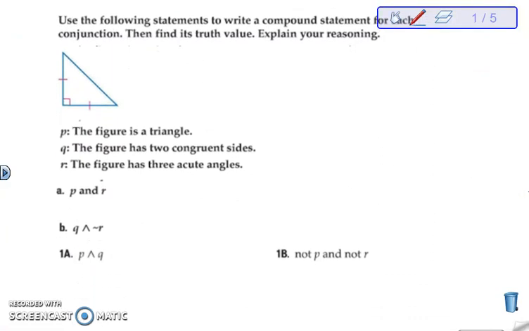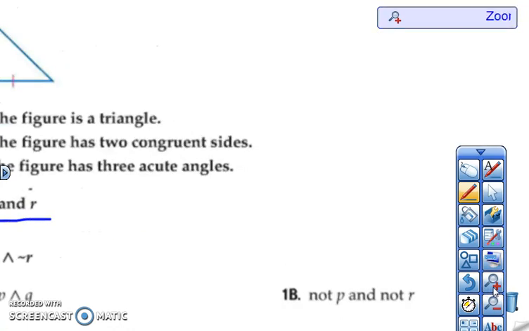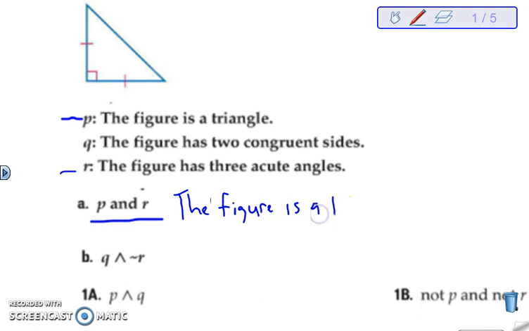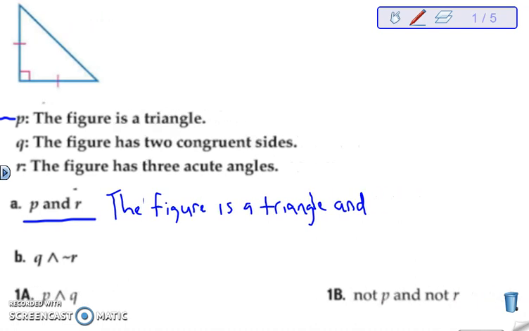This tells me that I need to write P and R. So here's statement P. Here's statement R. So the figure is a triangle. And the figure has three congruent angles, three acute angles.